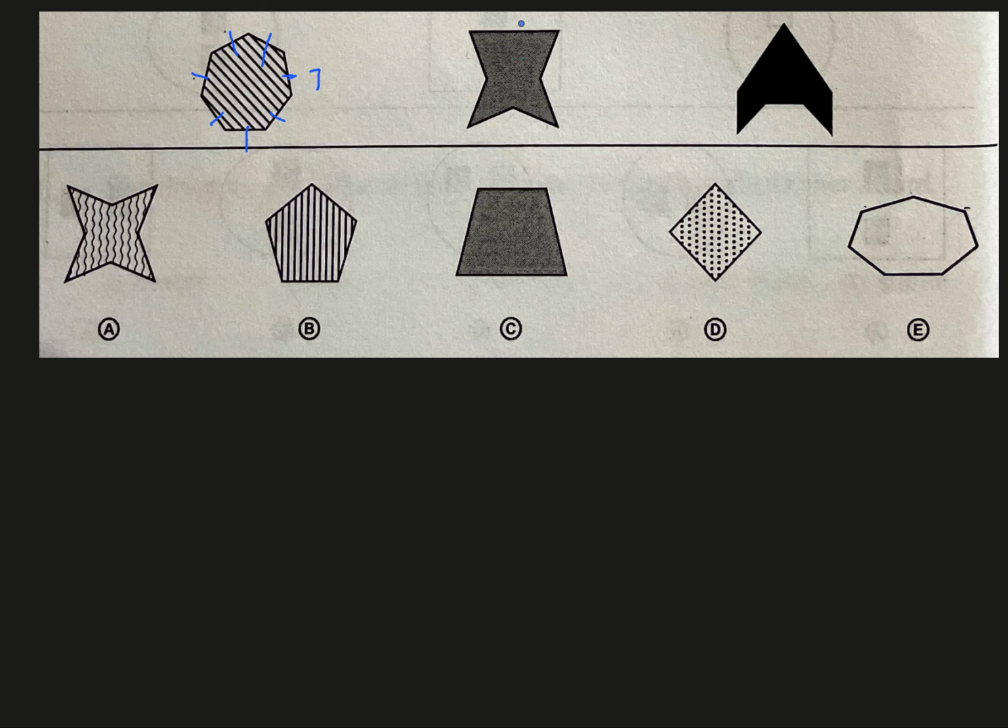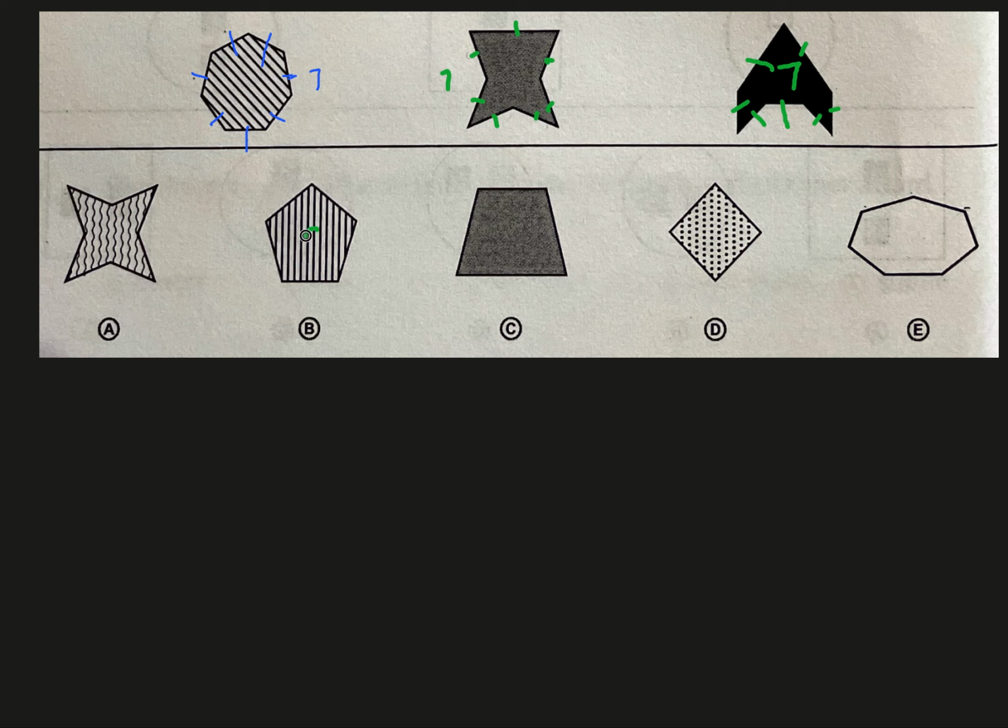This one is a different shape, but let's see how many sides. I'll use a different color. So 1, 2, 3, 4, 5, 6 and 7. This also has 7 sides. So logically I must think this also has 7 sides. Let's confirm that too: 1, 2, 3, 4, 5, 6 and 7. So our job is to find a figure with 7 sides from the given options.